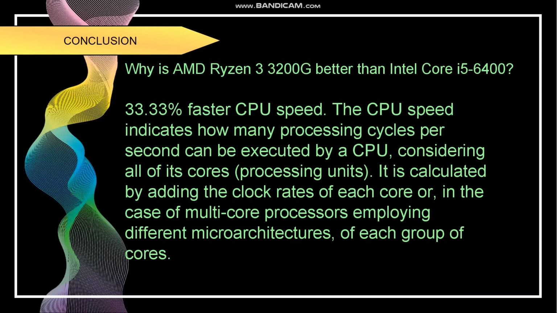So why is AMD Ryzen 3200G better than Intel Core i5 6400? Well, it has a 33.33% faster CPU speed. The CPU speed indicates how many processing cycles per second can be executed by a CPU. Considering all of its core processing units, it is calculated by adding the clock rates of each core, or in the case of multi-core processors, employing different microarchitectures of each group of cores.